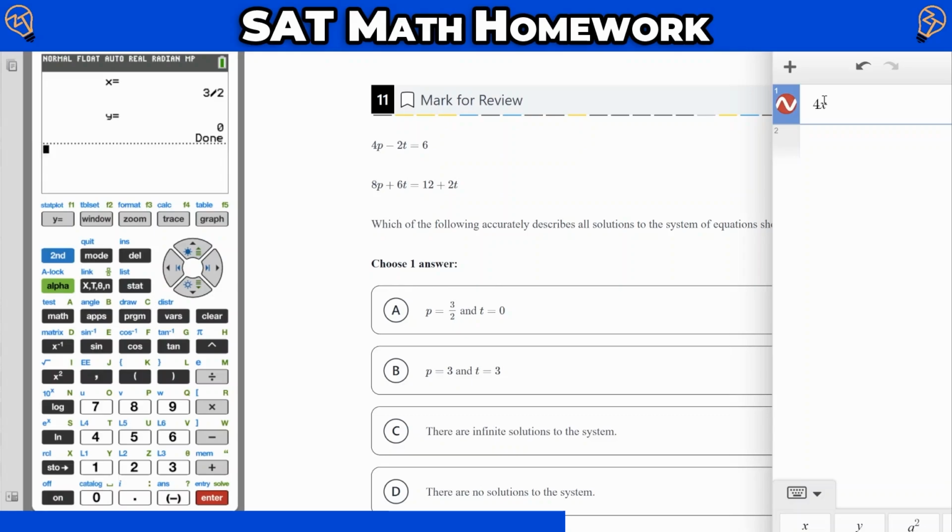Now keep in mind, we have to use X and Y. We can't use P and T in here because it'll assume that there's some kind of constants and it'll create the slider option, which is not what we're looking for. So you just want to be really mindful of that. Sometimes it's helpful to go ahead and write it out so you don't forget, okay, all the P's are X's, all the T's are Y's, and then we'll go ahead and continue here. So 8X plus 6Y equals 12 plus 2Y.